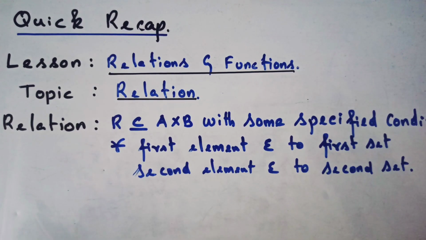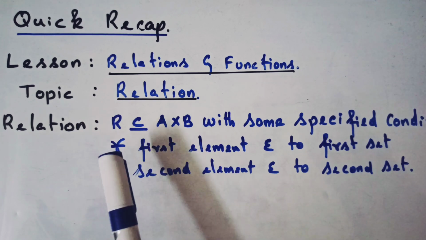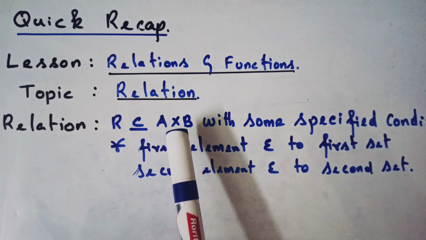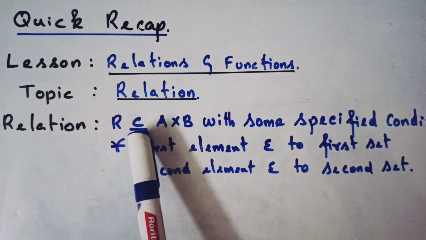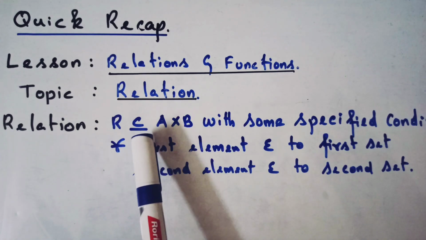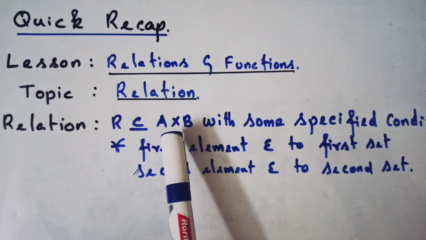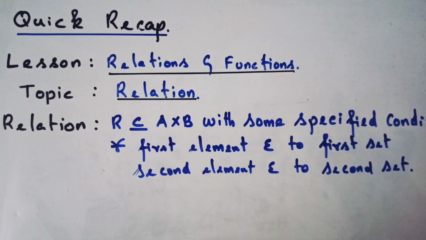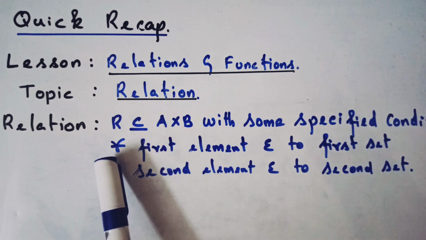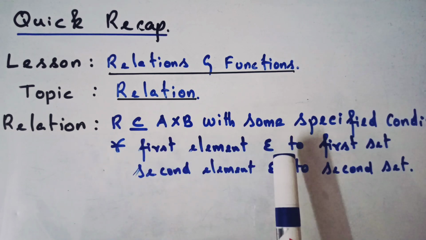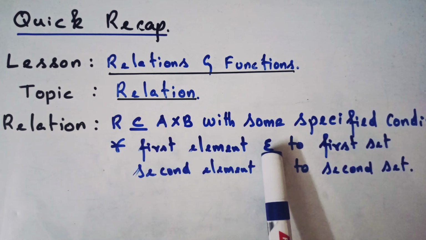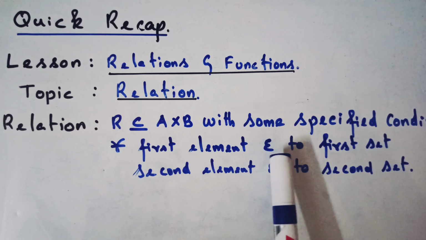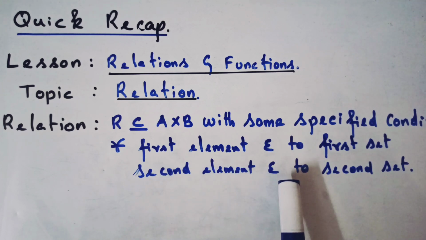With the basic idea of subset, now we are going to explore relations. Relation is a subset of a Cartesian product of two sets, and this is the symbol for subset. Relation is a subset of cross product of two sets with some specified condition, where the first element belongs to the first set, and this symbol is meant for belongs to, and the second element belongs to the second set.